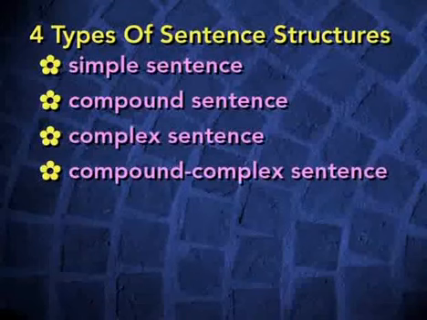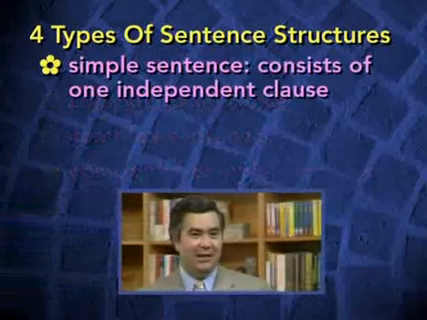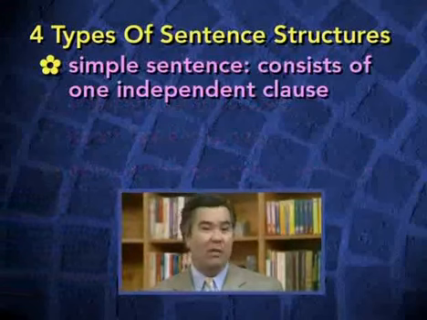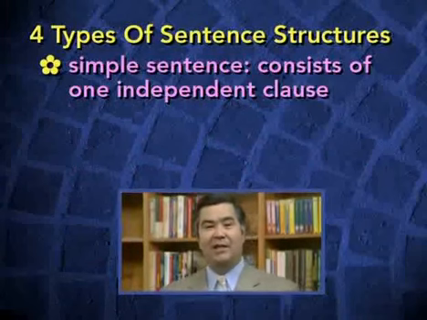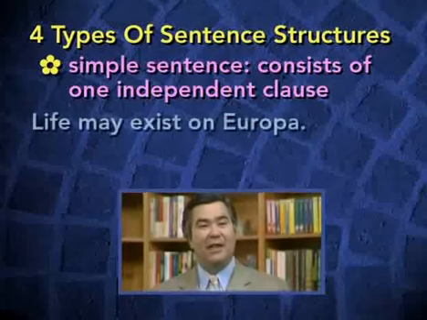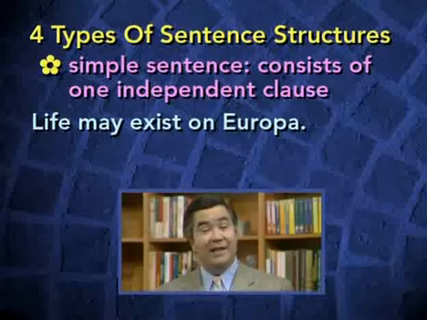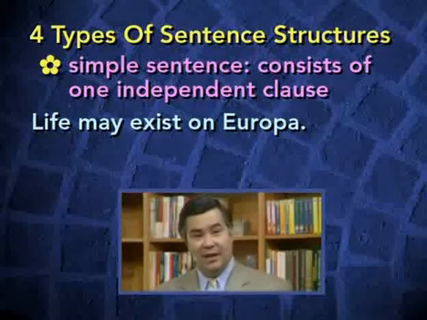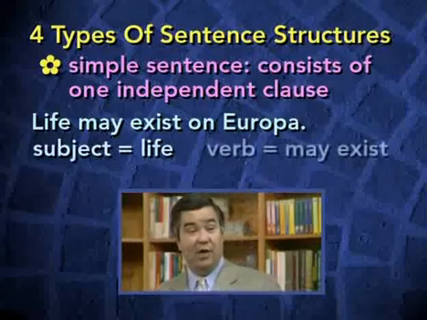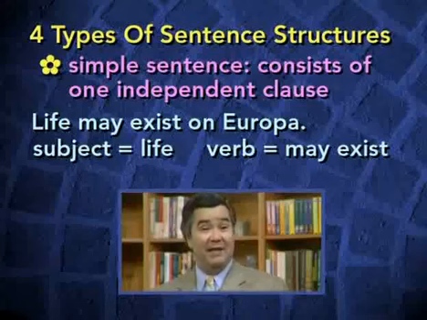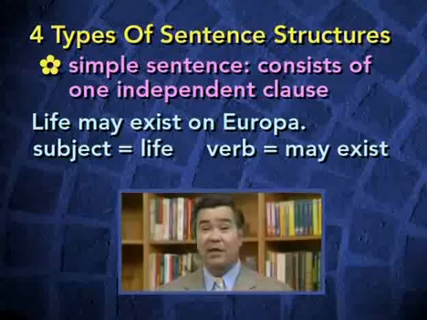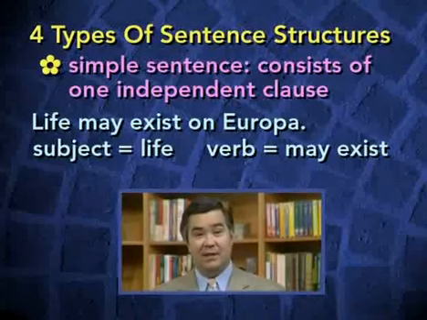Let's take a look at each. First, a simple sentence. A simple sentence consists of one independent clause. Remember, an independent clause can stand alone as a sentence, and when it does, the result is what we call a simple sentence. For example, life may exist on Europa. This simple sentence contains the subject, life, and the verb, which has two words, may exist. Taken together, it is one clause, one independent clause, and therefore a simple sentence.